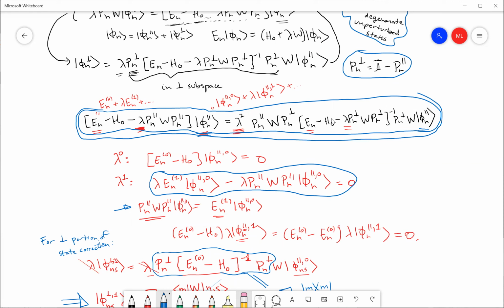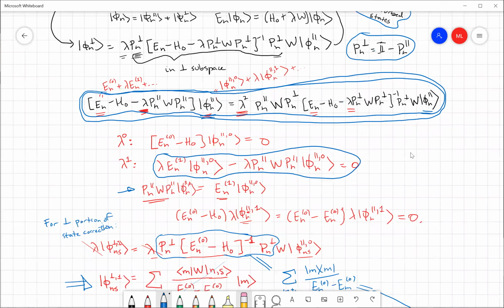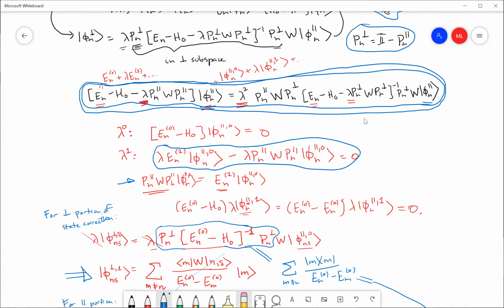You can just keep going with this. If you ever wonder what the second order state correction in degenerate perturbation theory is, well, you would have to go to the next order in lambda, right? You have to look at the lambda squared terms. It gets a lot more tedious, but conceptually not any more difficult. It just gets a little bit nastier, because you'll have to start thinking about this term right here. This will start contributing.